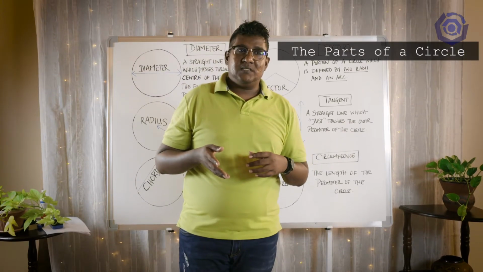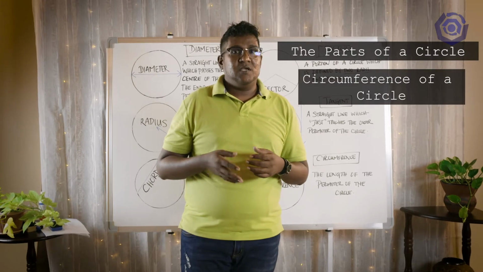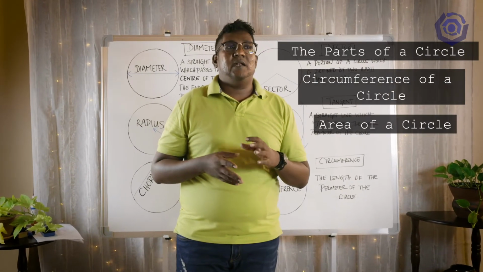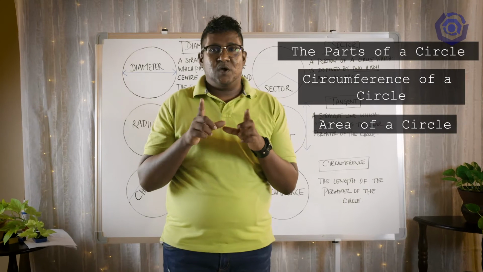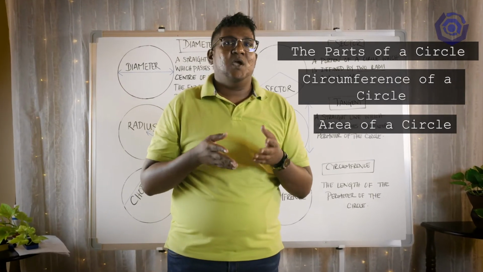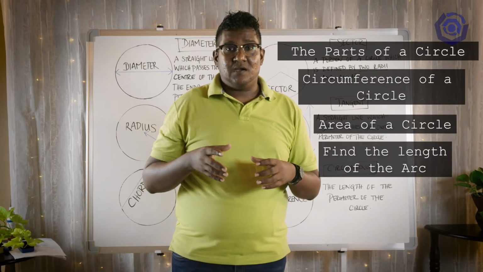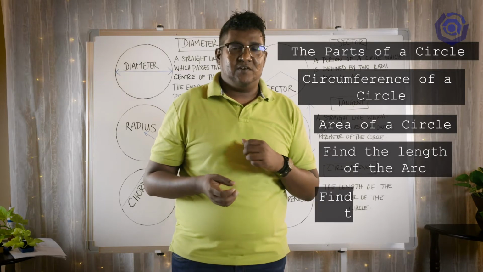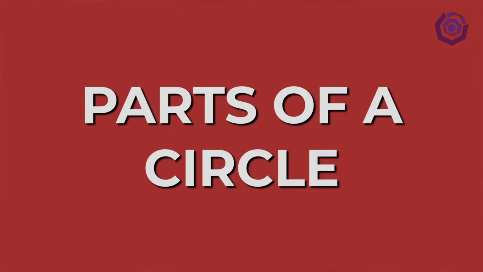So the first thing we're going to look at would be the parts of a circle. Then we're going to go into the circumference of a circle, the area of a circle, and then we're going to focus on one part of the circle, which is the sector. We're going to find the length of the arc, and we're going to find the area of that sector.